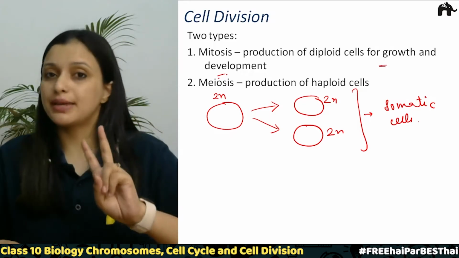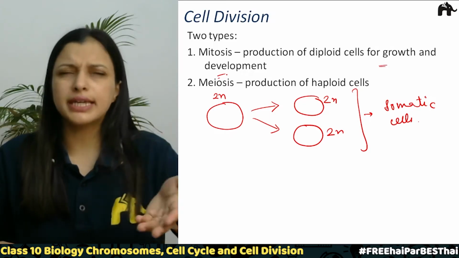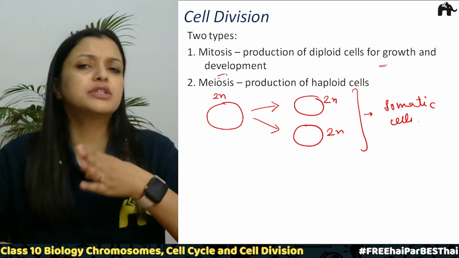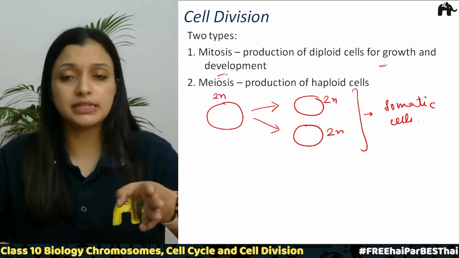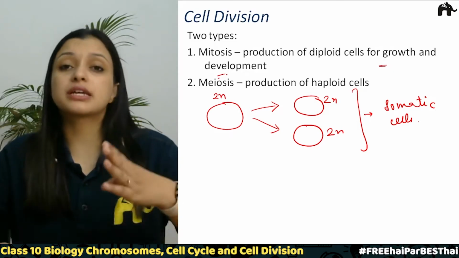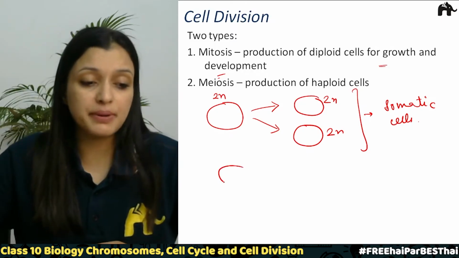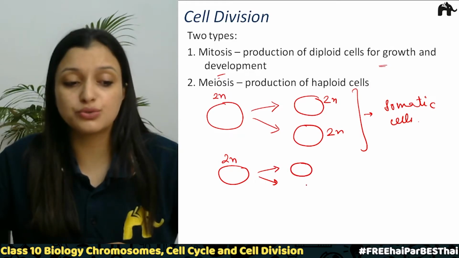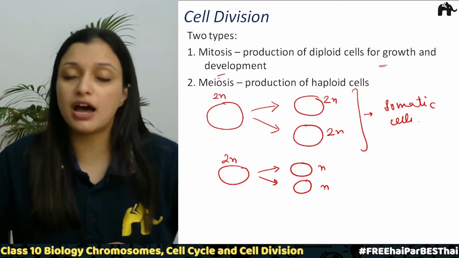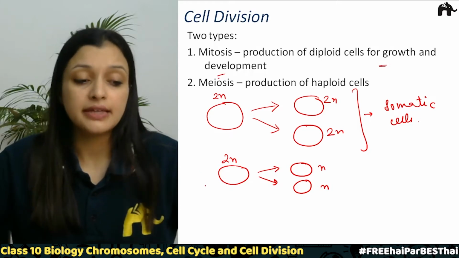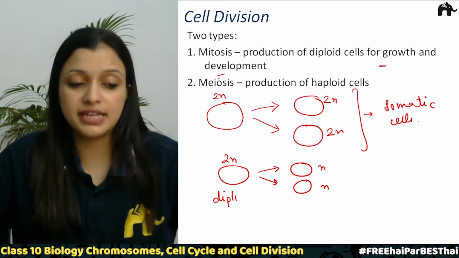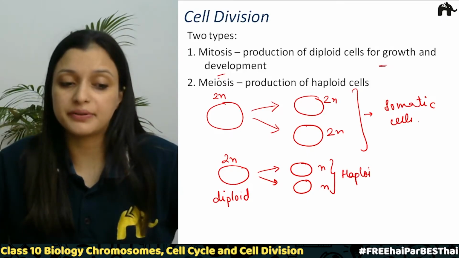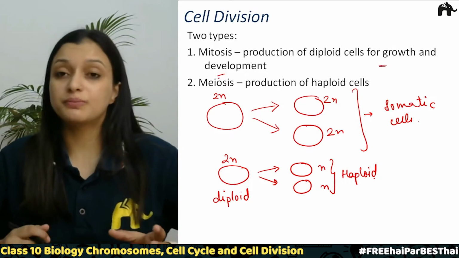Now coming to the second type of cell division, that is meiosis. In case of meiosis, the daughter cells which are produced have half the number of chromosomes as compared to the parent cell. Say this is the parent cell, so the ploidy is 2n. When the daughter cells are produced, the ploidy will reduce to half. So this is a diploid parent cell and the daughter cells produced are haploid. I hope this is clear.